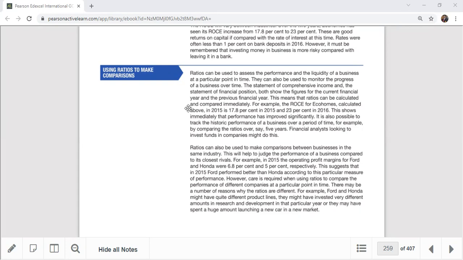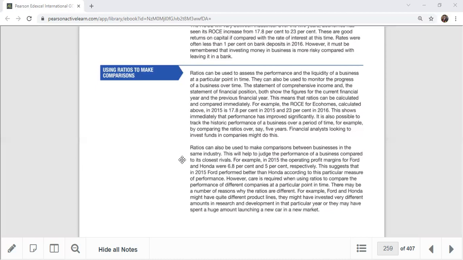We call this year on year analysis, because only then can we get a meaningful picture. One year's figure is not enough; we need at least two years' figures. We can find out the previous year's figures and this year's figures, and see whether there is a good or bad improvement or decline in progress, performance and liquidity. This means the ratios can be calculated and compared immediately.